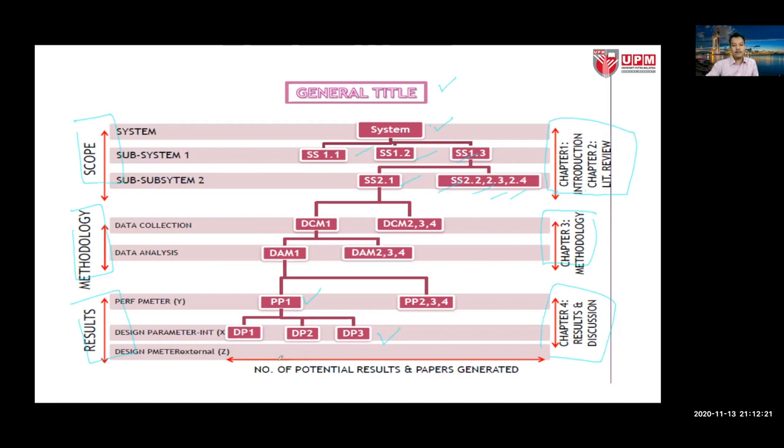And over here, you can see how many results and papers can be generated by simply saying that, oh, in one paper, you may want to report only performance parameter 1, looking at the design parameter 1 and 2, okay? And another paper may discuss performance parameter number 2 and number 3, looking at different design parameter 3, okay? So, as I said just now, the K-chart can organize your research. K-chart can help you to do the planning, right?